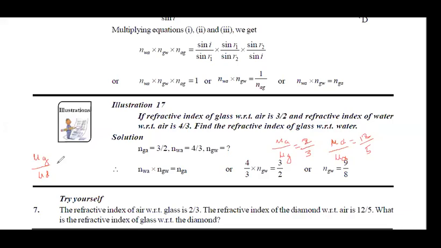Okay. Now think about it. We know that glass should be in the numerator and diamond should be in the denominator, right? So can I write it like this? Mu g by mu d is equal to mu g by mu a into mu a by mu d. Yes or no? Tell me. What is mu g by mu a? Mu a by mu g is 2 by 3, so mu g by mu a is 3 by 2. 3 by 2 into mu a by mu d, which is 5 by 12. Right? So Kushagra, your answer is correct. The answer is 5 by 8.